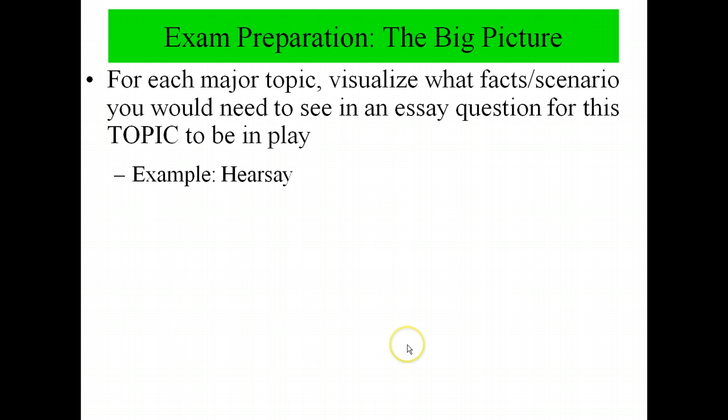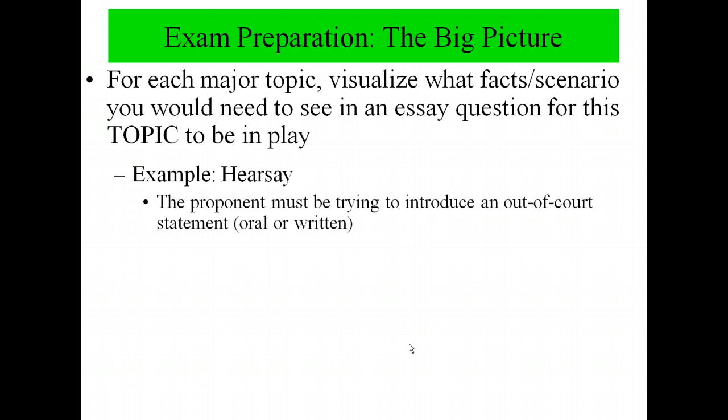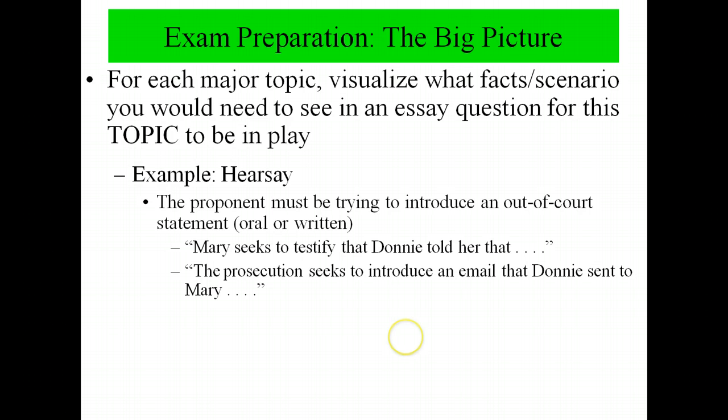For example, hearsay. For a question to be asking you about hearsay, you have to see a proponent trying to introduce an out-of-court statement. That statement might be oral, so think about how it might appear in the exam question. It could appear in quotes. It could be a witness testifying that someone told her something, or someone said something, or someone threatened something. Or it could be a written statement. So look for a document, such as an email, a letter, or a report. There are many more examples in the hypo sheets.